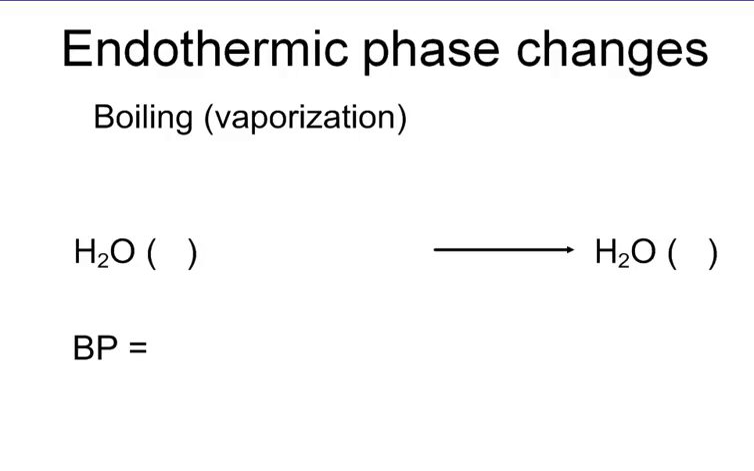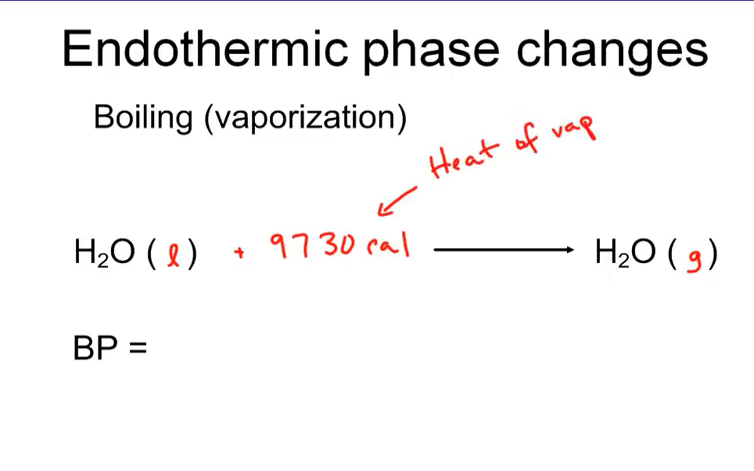Another endothermic phase change is boiling. Okay, boiling, the fancy word for boiling in chemistry is called vaporization. Vaporization is when you have liquid water and you turn it into gaseous water. And if you want to take 1 mole of liquid water and turn it into 1 mole of gaseous water, it is going to take a certain amount of energy, 9,730 calories. So this number is a very specific number for water, and it is referred to as the heat of vaporization of water.